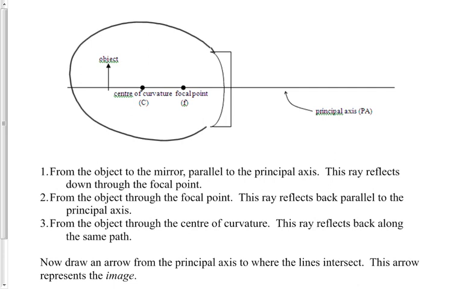So if the focal point is 5 centimeters, then the center of curvature is 10 centimeters. If the focal point is 20, then the center of curvature is 40. Another name that we could give the center of curvature would be the radius. The radius of the circle, the radius of the mirror, the center of curvature, which is twice the focal length.